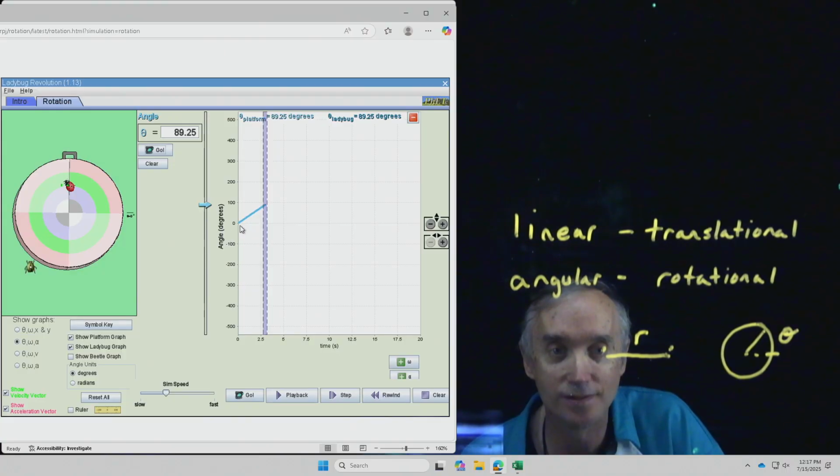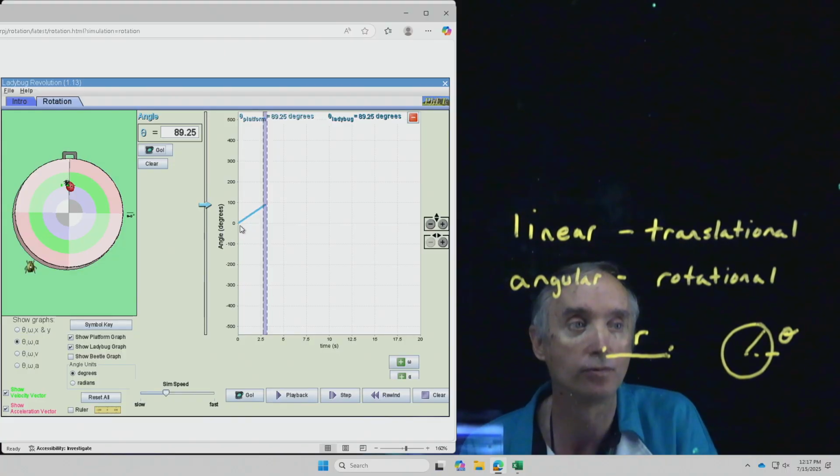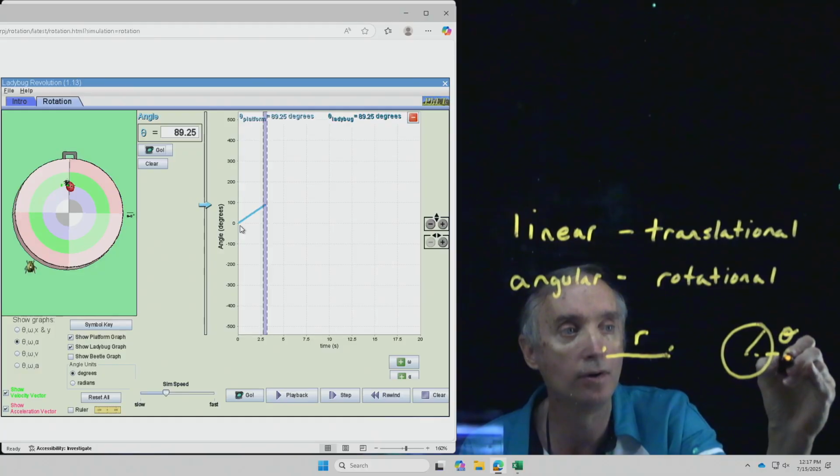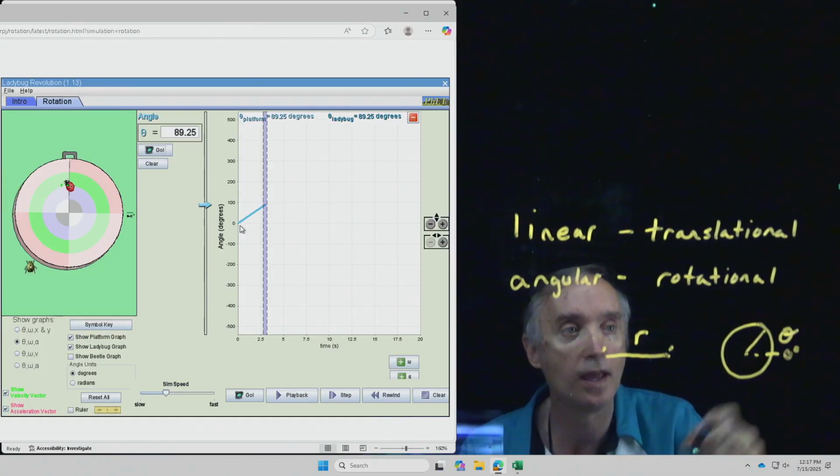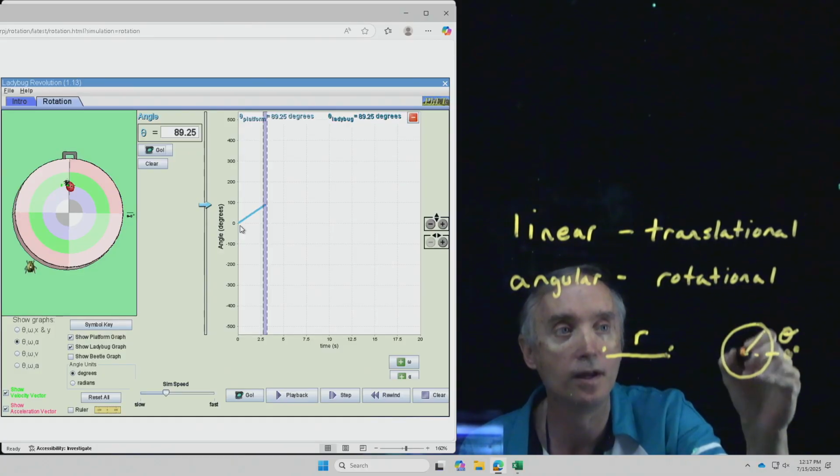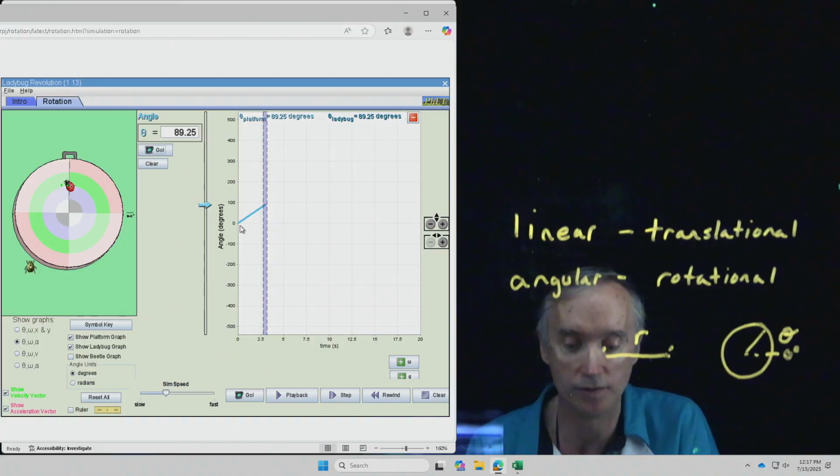And then if you look here on the graph, you should notice that the angle in degrees started at 0. So right here, that would be 0 degrees. And then it rotated up to here, and so this was 90 degrees. So you should notice that on your graph.